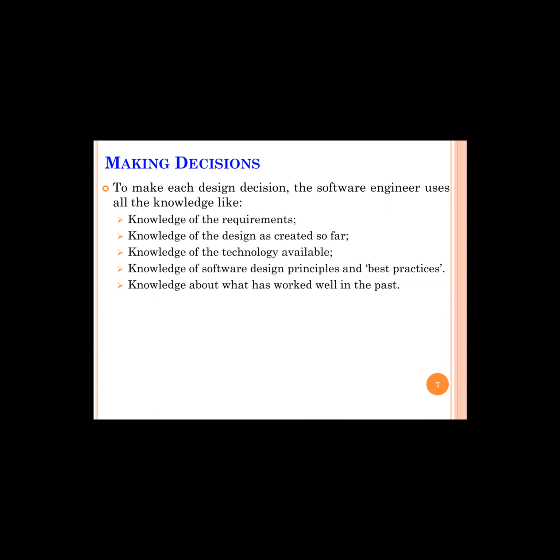And knowledge of the technology available. What technology is available at present? And when the previous work was done, what technology was available? Why did they choose the particular technology when they did the particular research work? Now some advanced technology, advanced algorithms, advanced languages and some packages are available. So we have to choose.